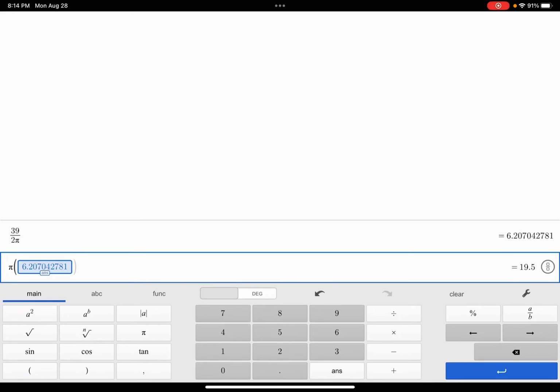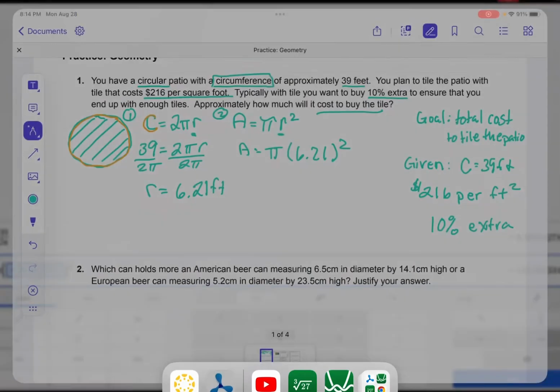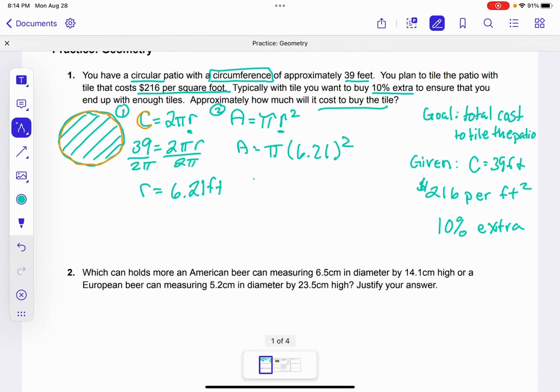So notice I just hit the answer button, and it pulled my previous answer, and I want to square that. So I hit the square button, and I get 121.04 approximately. So an area equals approximately 121.04 square feet. And again, depending on if you used a rounded value, that number might differ slightly.